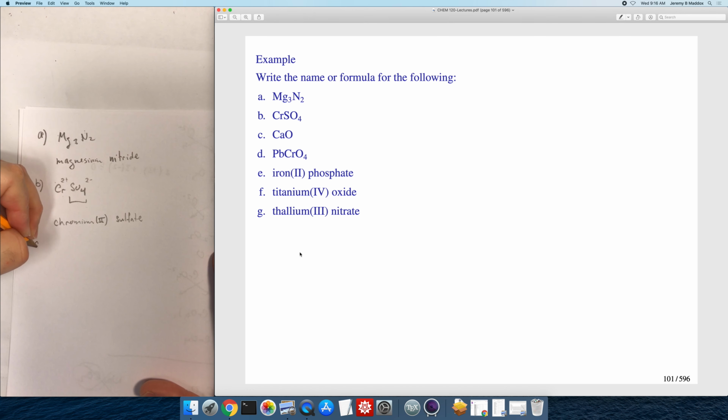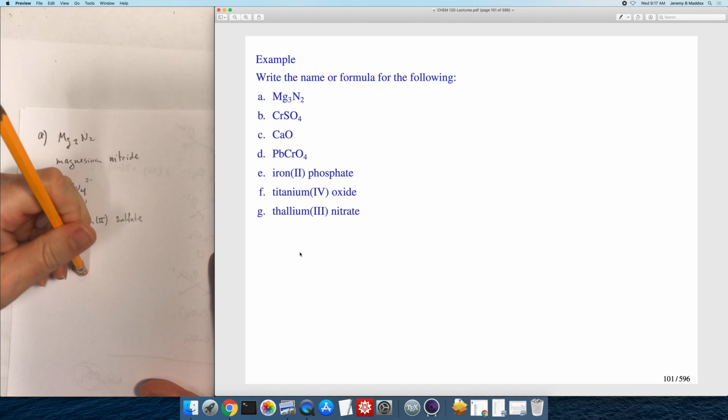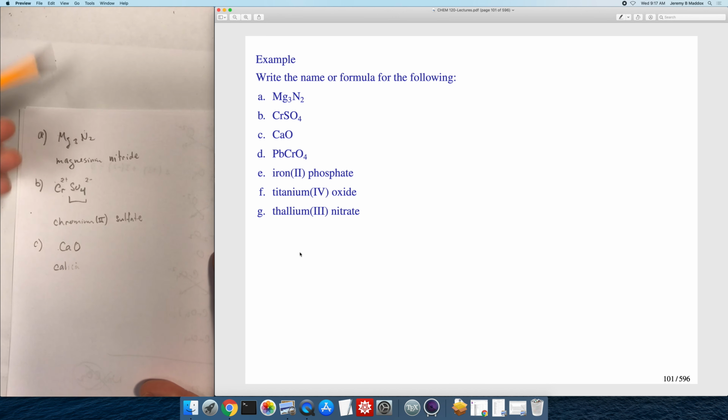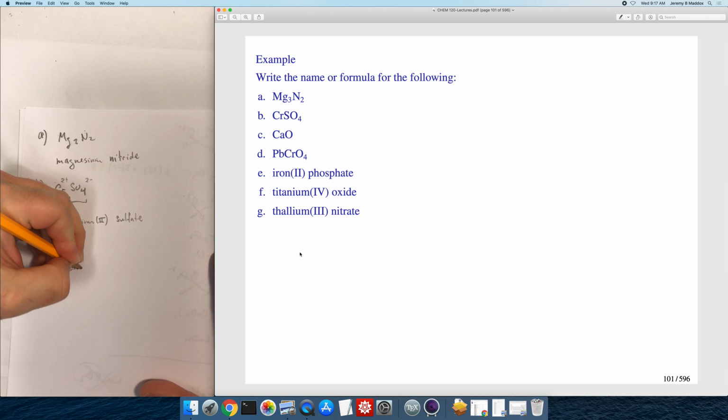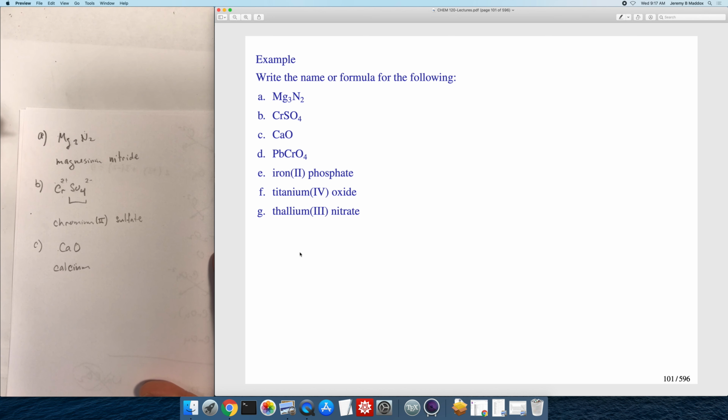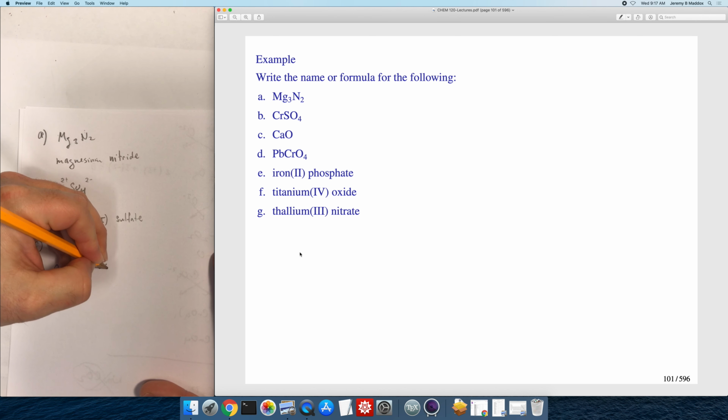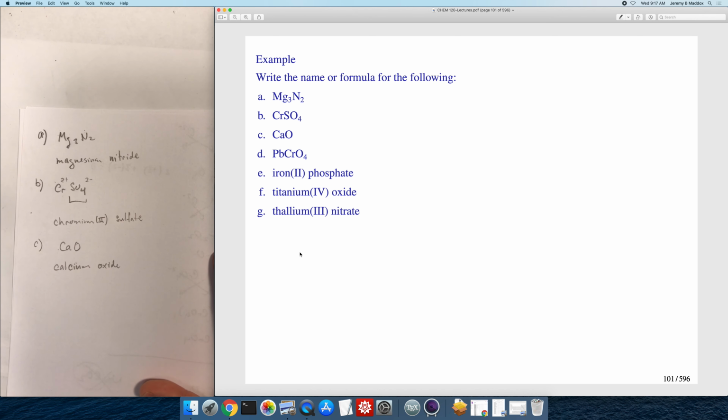For the next one, we have calcium present and oxygen. Again, it's an ionic compound. Calcium's a metal, oxygen is a nonmetal. Calcium is in group 2, and so we don't need the Roman numerals here. We do need to spell it correctly. And then oxygen becomes oxide, like so.